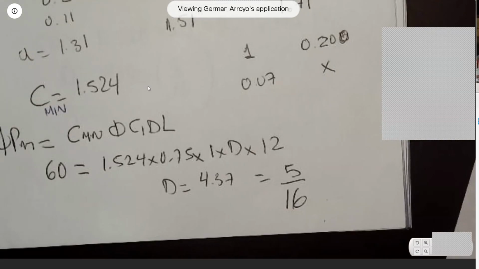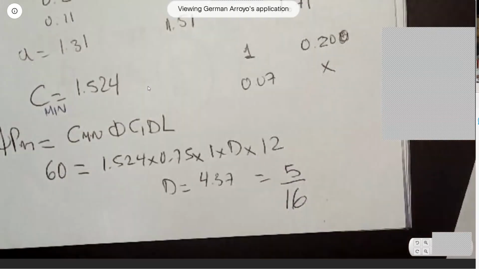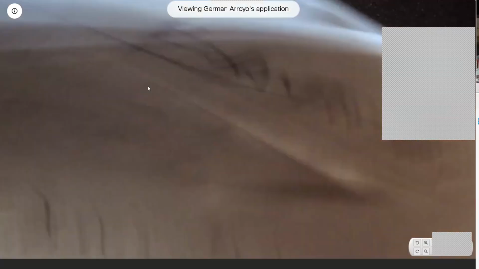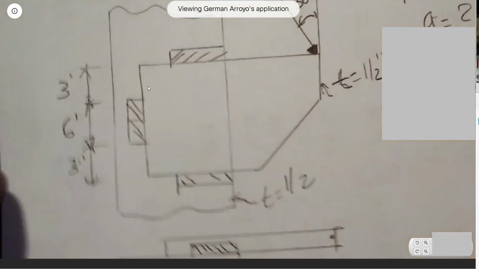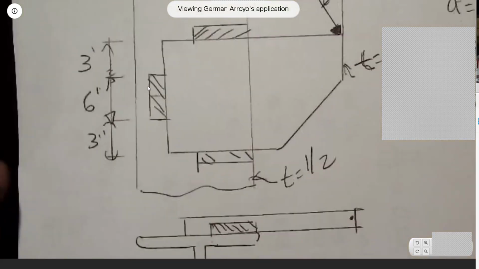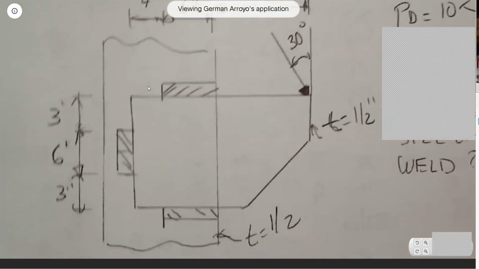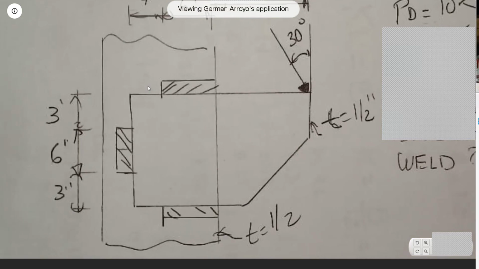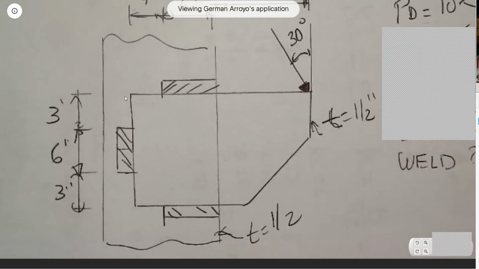Yeah, that was a late question that I didn't see. Yeah, you have to round it up because it has to be a standard size of the well, and it has to go up because otherwise it will fail. Does that answer your question?